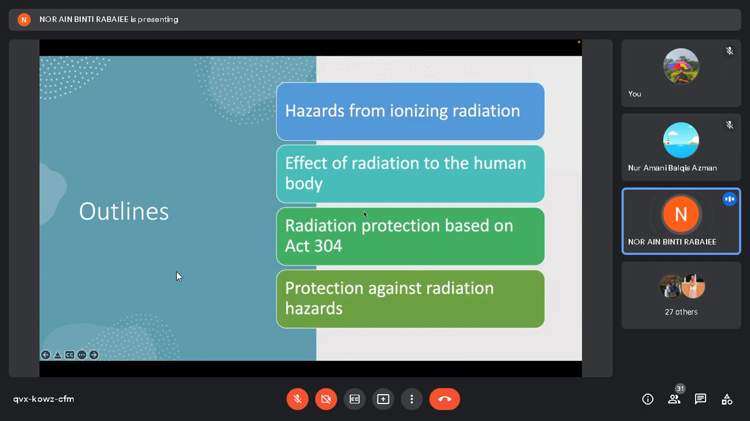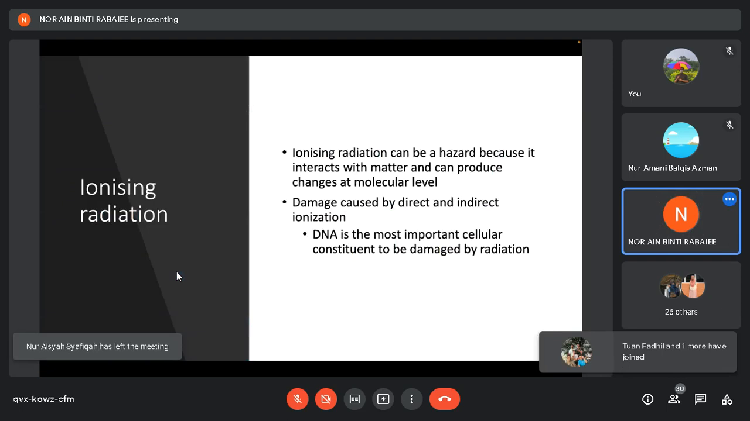So this is the outline for today's lecture. I'm going to cover the hazard from ionization, and then the effect of radiation on the human body, and then touch a little bit on radiation protection based on Act 304, and what protection is required to protect ourselves from radiation hazards.